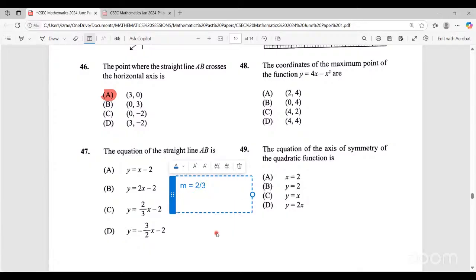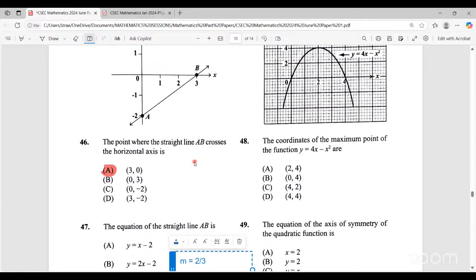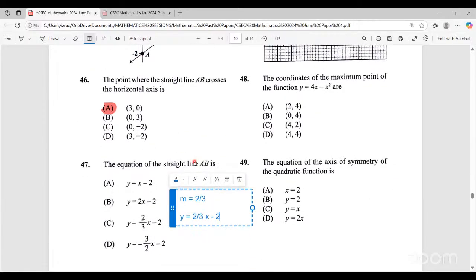So y equals mx plus c. It'll be 2/3 by x. c is your y-intercept, which is what? Minus 2. So that's what? c, right? Just saying. So we're doing fairly good for time. I think we're going super tonight, actually.